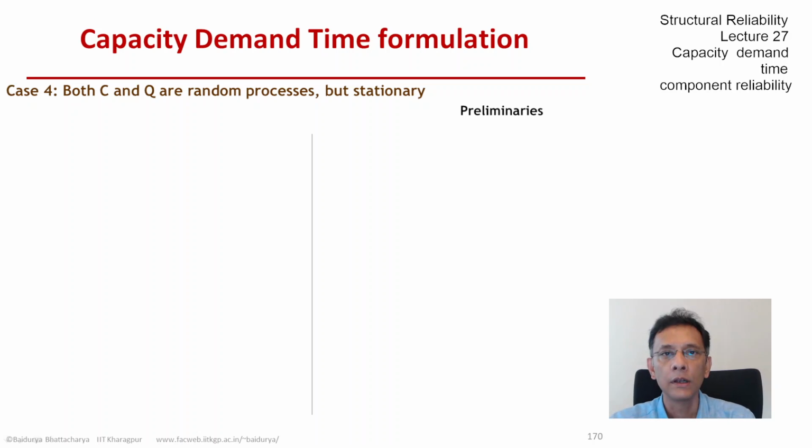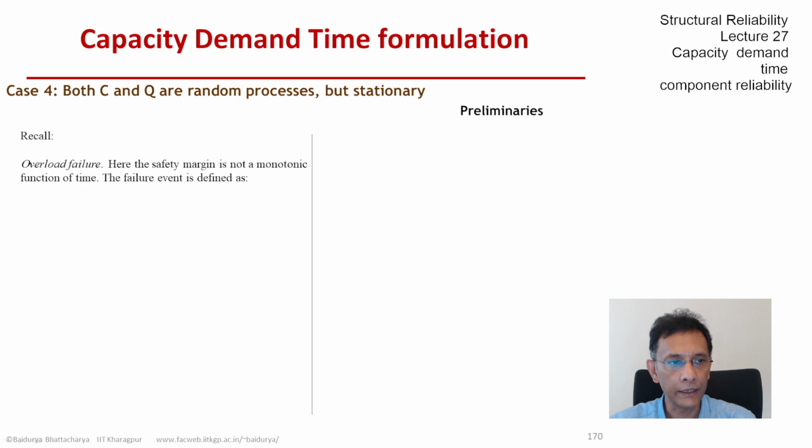Case 4. Both capacity and load are random processes, but they are stationary in nature, and we would like to find how to estimate the random time to failure in such a situation and estimate the reliability function, hazard function, etc. So let's go back to the definition of an overload type failure.